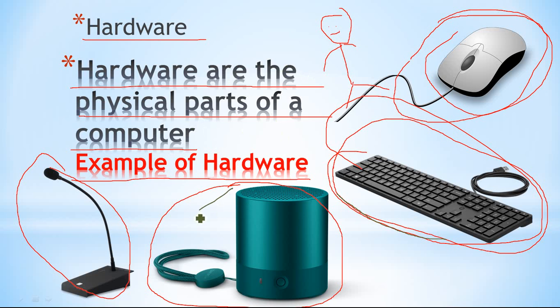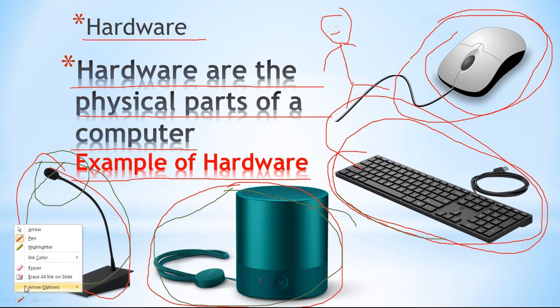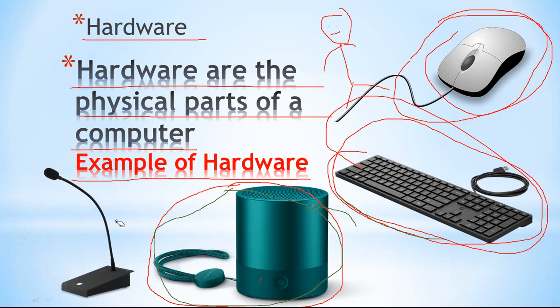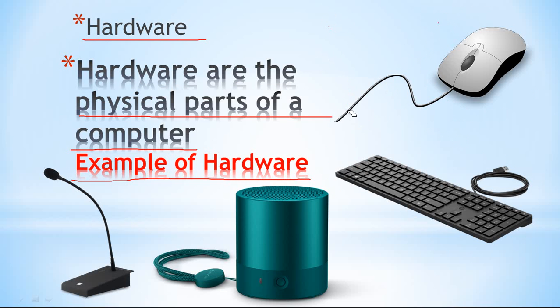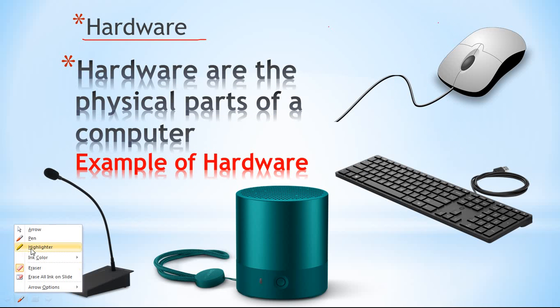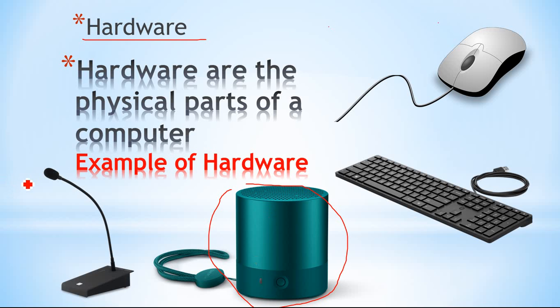Okay? And this is the speaker. We use the speaker to hear the sound from the computer. If we do not use a speaker, then we cannot hear any sound from the computer. And this is the microphone. We use the microphone to talk in the computer. Okay. If you have not understood, I will explain again. No problem. So this is the mouse, this is the keyboard, and this is the speaker. I have explained these three. And this is the microphone. We use the microphone to talk in the computer. Okay, students?